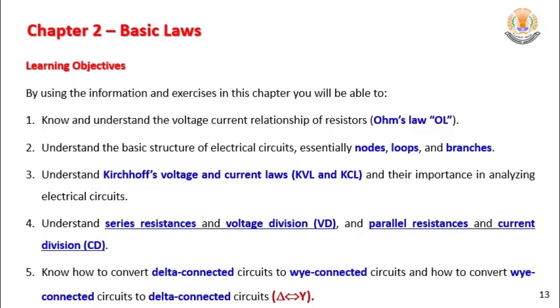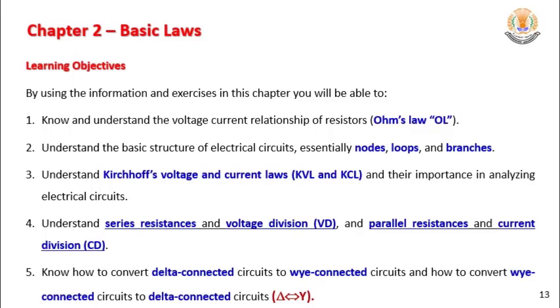We'll study series connection of resistors, and as a result, voltage division, parallel connection of resistors, and we'll study current division, CD. We'll study delta conversion of delta connected circuits to Y connected circuits, and vice versa. What does it mean from delta to Y or Y to delta? Clear? Very important, because these are called basic laws.